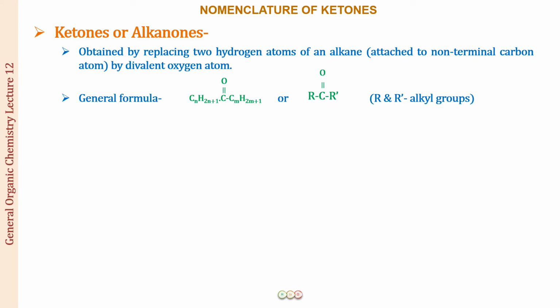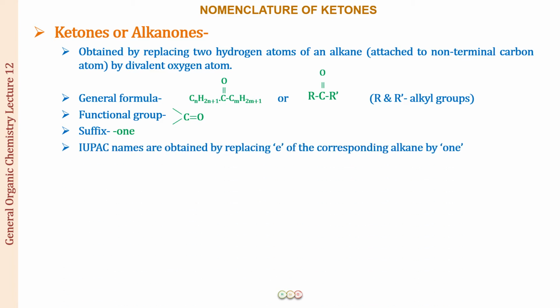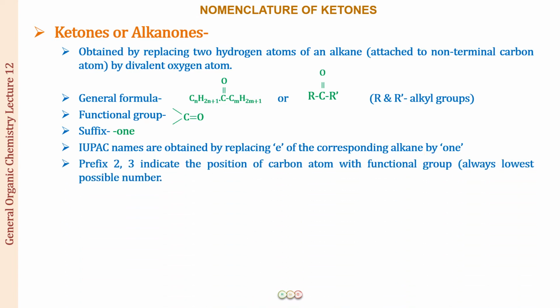Okay, so I hope this is clear. So what is the functional group? It is going to be the carbonyl group, C double bonded to O. So the suffix for these compounds is going to be -one, and how are we going to write the names? Well, the IUPAC names, they are going to be obtained by replacing the E of the corresponding alkane by -one. And also we will be using now prefixes like 2, 3 to indicate the position of the carbon atom with the functional group, and always we will be assigning the lowest possible number to the functional group, right?